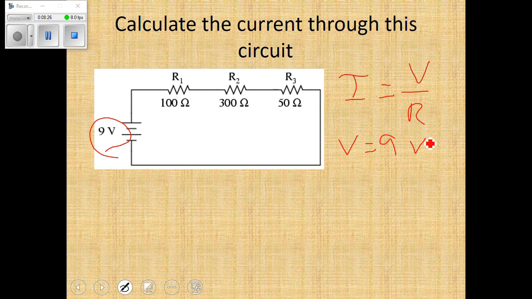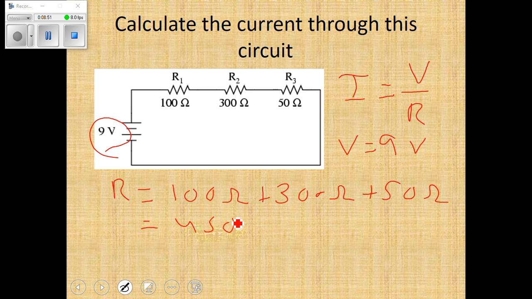Resistance is a little bit more complicated, but not a whole lot. All I'm going to do is add up the individual components here. 100 ohms plus 300 ohms plus 50 ohms. And this is going to be 100 plus 300 is 400, plus 50 is 450 ohms. And now I just use Ohm's law to calculate the current.